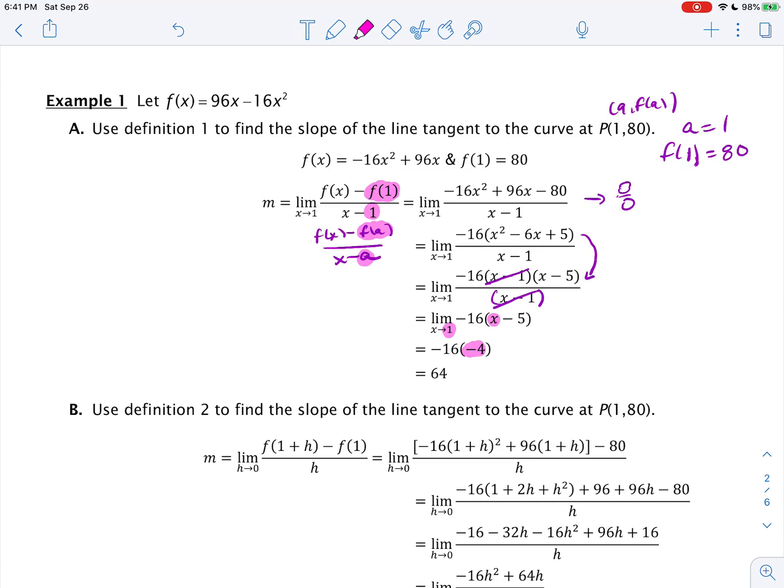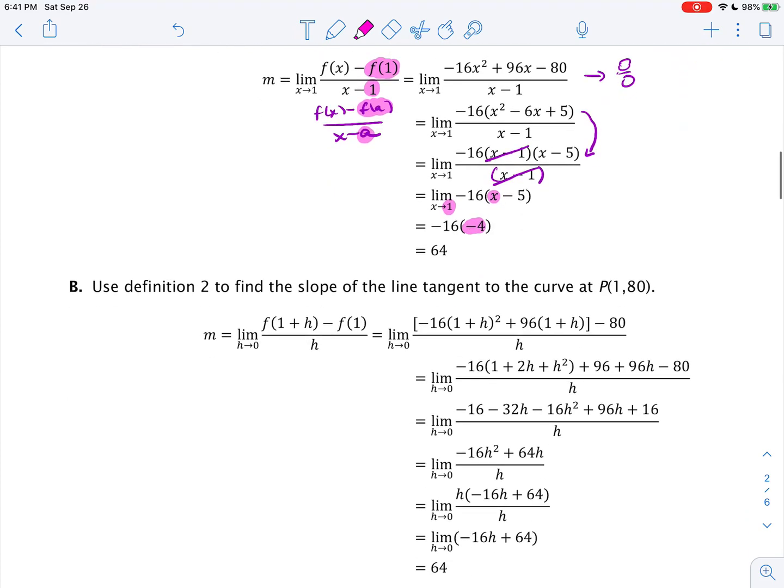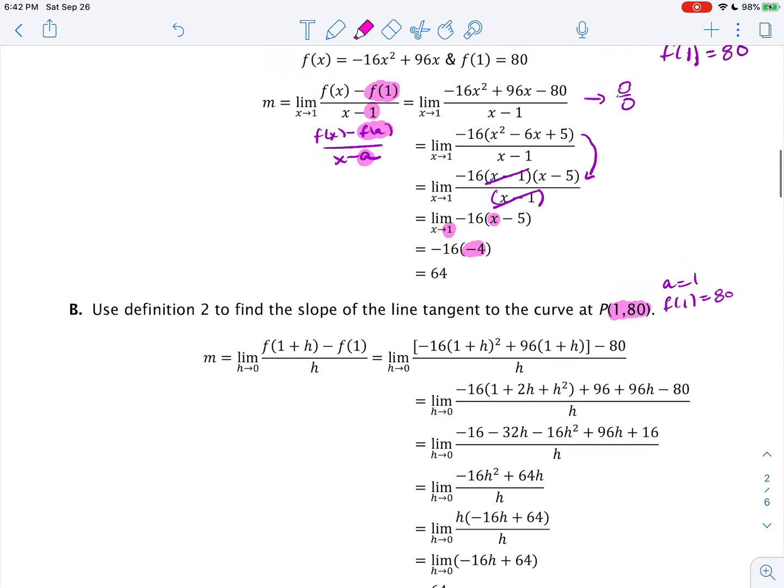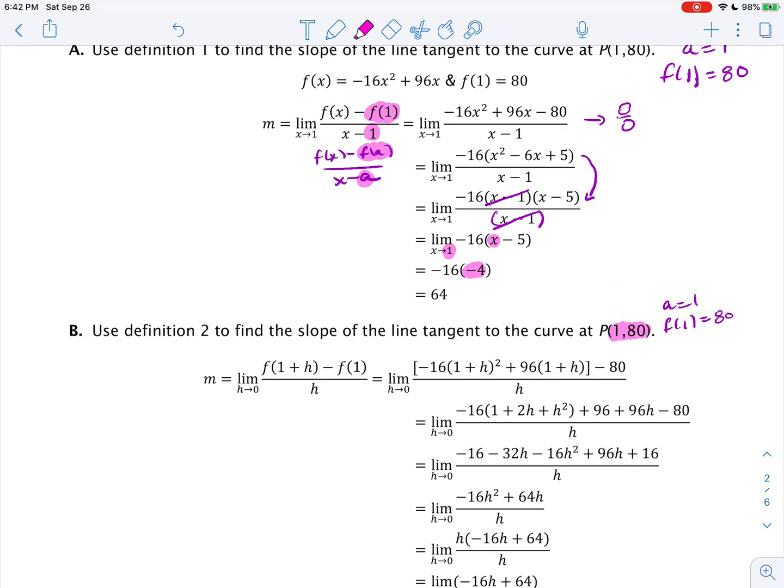If we were to use definition 2, we are finding the slope of the tangent line again. We're still using 1. We'd still understand that a here is equal to 1, and f of 1 here is equal to 80. And that's what we get with our (1, 80). And using f of 1 plus h, we need to take in our function negative 16x squared plus 96x. Wherever x appears, we plug in 1 plus h. So we have minus 16 times (1 plus h) quantity squared, plus 96 times (1 plus h). And then we want to subtract f of 1, and f of 1 is equal to 80.